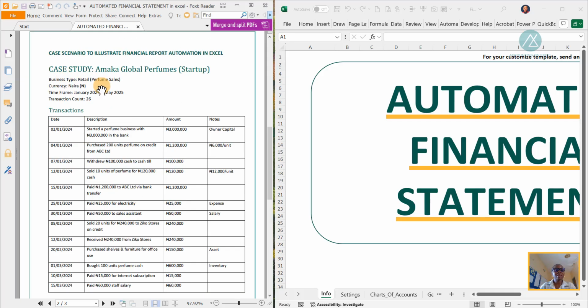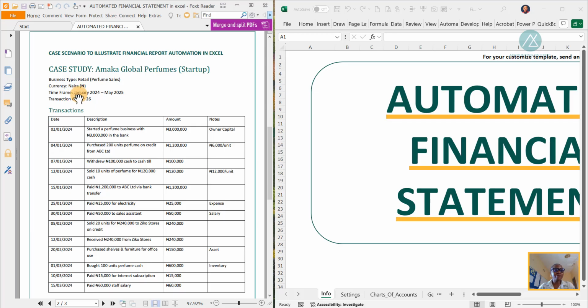So the case study is Amaka Global Perfume. It's a startup company that deals in the purchase and sales of perfumes. So the business type is a retail perfume business. Then the currency we are using is the Nigerian naira, but it doesn't restrict you in a different country. You can use your dollar, you can use your pound, you can just use the currency that suits you. So for the purpose of illustration, we're using the Nigerian naira.